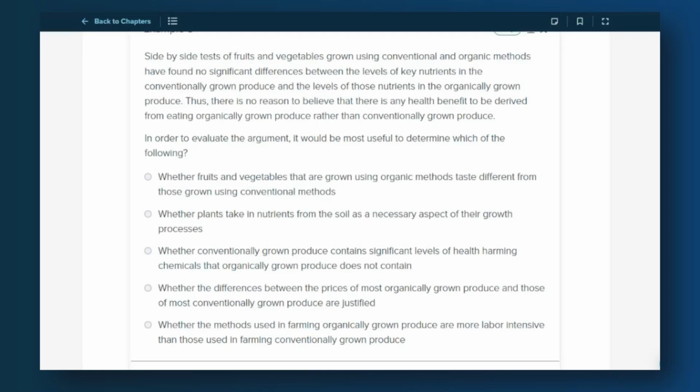Side-by-side tests of fruits and vegetables grown using conventional and organic methods have found no significant differences between the levels of key nutrients in the conventionally grown produce and the levels of those nutrients in the organically grown produce. Thus, there is no reason to believe that there is any health benefit to be derived from eating organically grown produce rather than conventionally grown produce. In order to evaluate the argument, it would be most useful to determine which of the following.